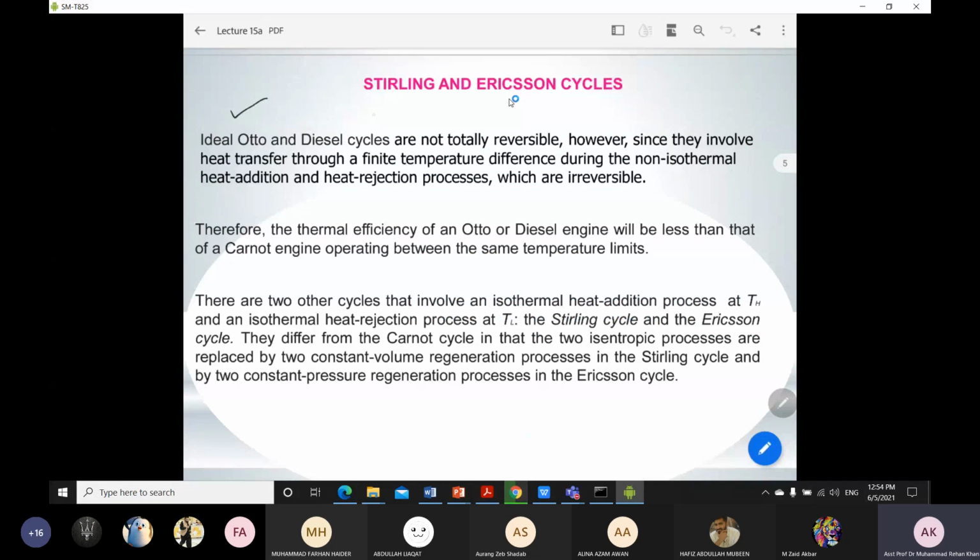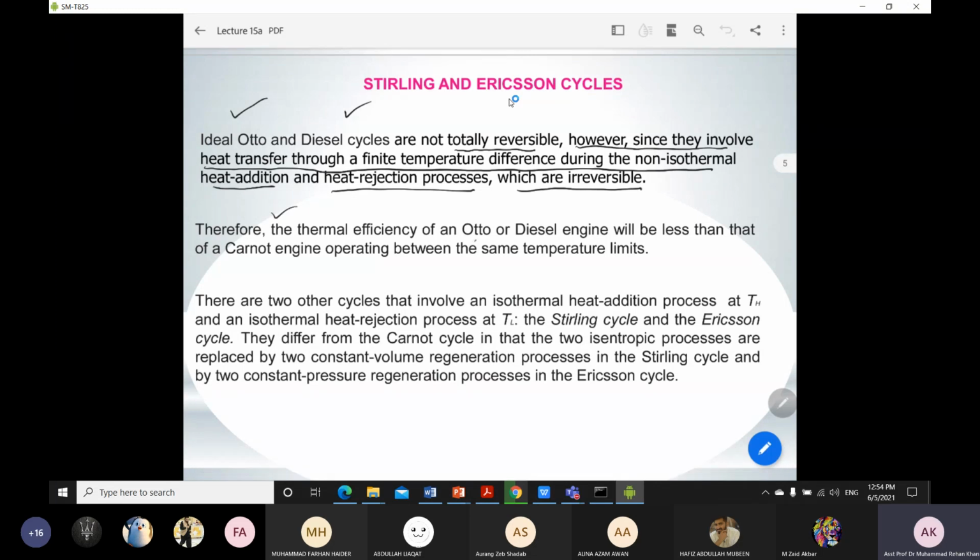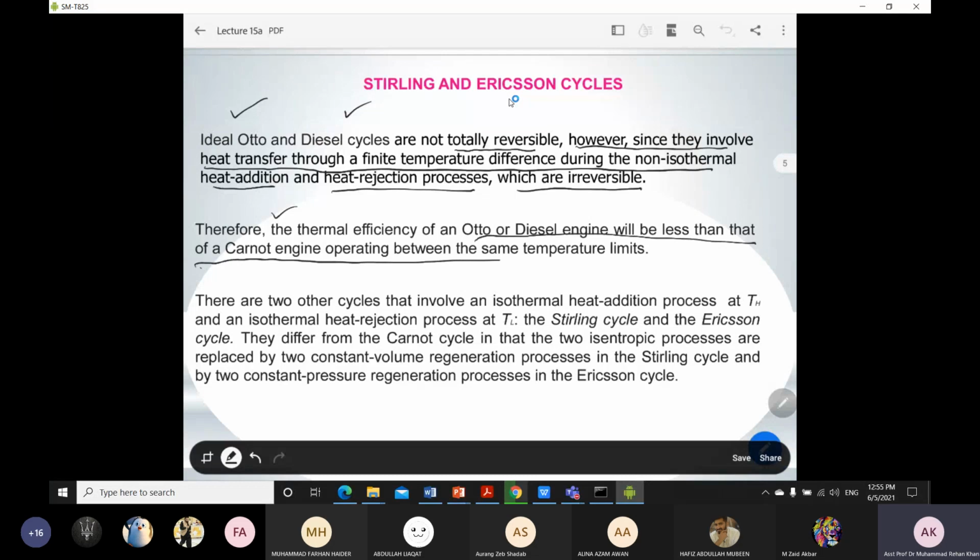Now, the ideal Otto and diesel cycles are not totally reversible, since they involve heat transfer through a finite temperature difference during the non-isothermal heat addition or heat rejection processes, which are irreversible. So in the Otto, diesel and dual cycles there are irreversibilities involved. That's why their efficiency is less in comparison to the Stirling and Ericsson cycles, because those involve isothermal heat addition and isothermal heat rejection processes, which makes them more efficient. Therefore, the thermal efficiency of the Otto and diesel cycles will be less than that of a Carnot engine operating between the same temperature limits. An important point is that the efficiency of the Stirling and Ericsson cycles is almost equal to the Carnot cycle when operating between the same temperature ranges.